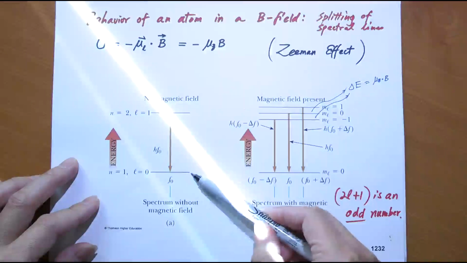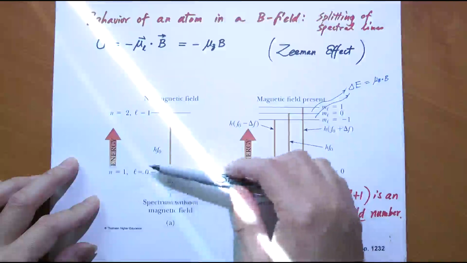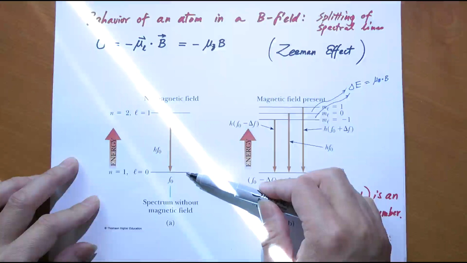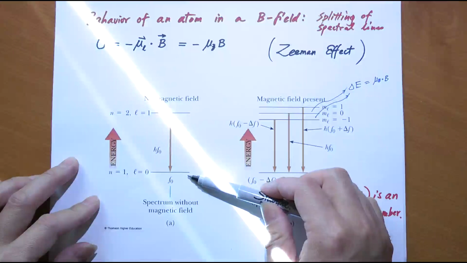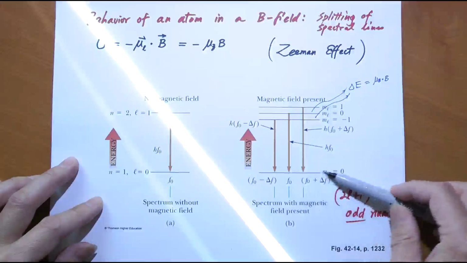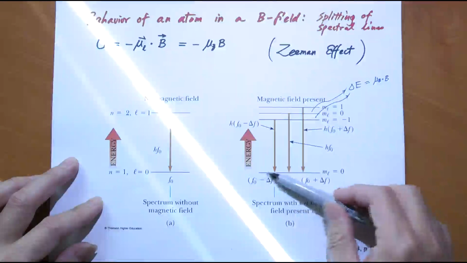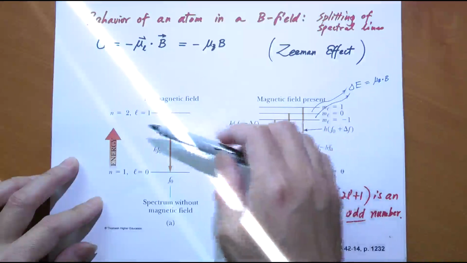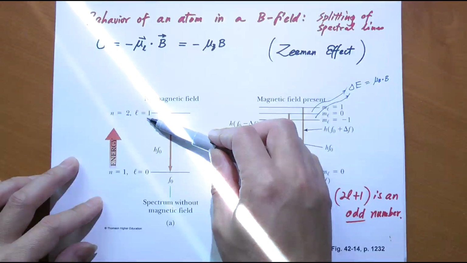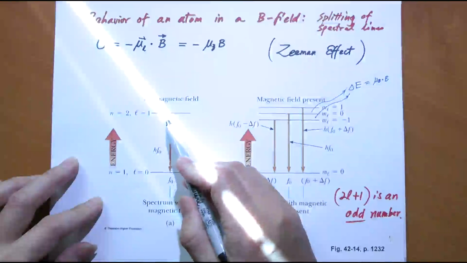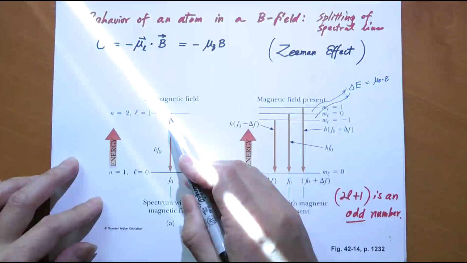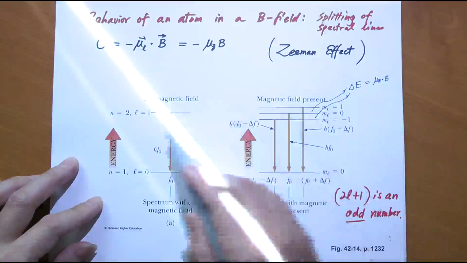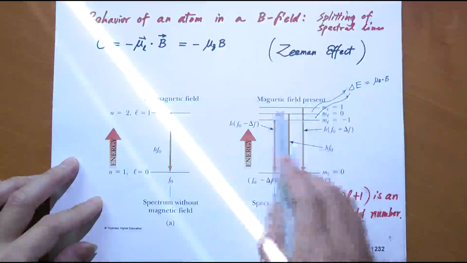This is L equal to 0, the lowest state, the ground state. For L equal to 0, there is only one m, which is 0, and therefore, you don't have any splitting. You put it in the magnetic field, nothing happens. It's still the same. But if the atom is in an n equal to 2 and L equal to 1 state, then L equal to 1 corresponds to 3 different values of m, right? Negative 1, 0, and positive 1. As a result, this one line is now split into 3 lines.